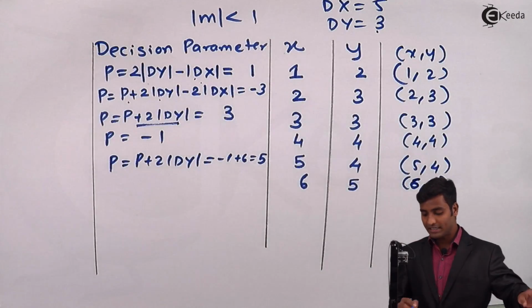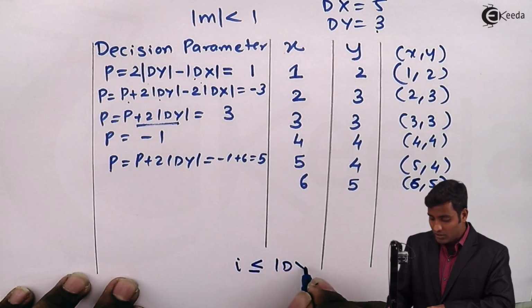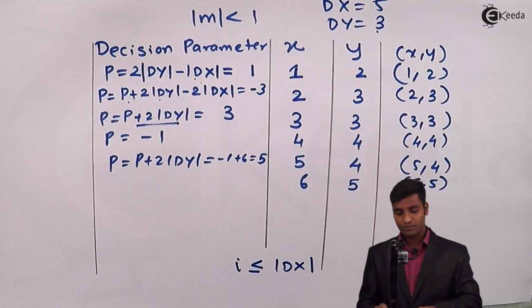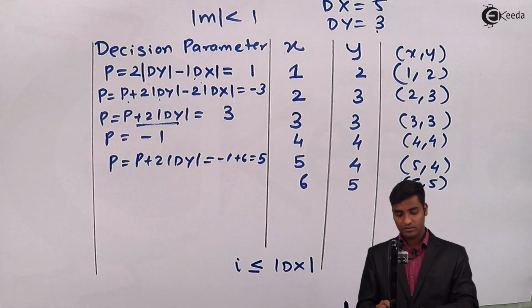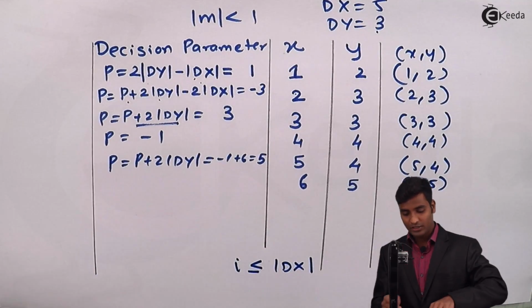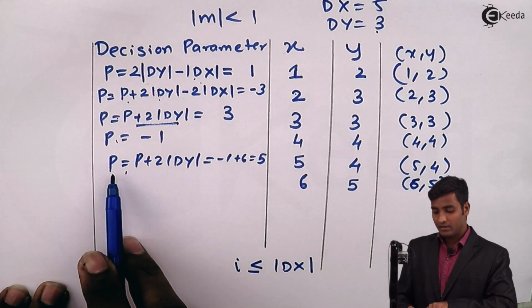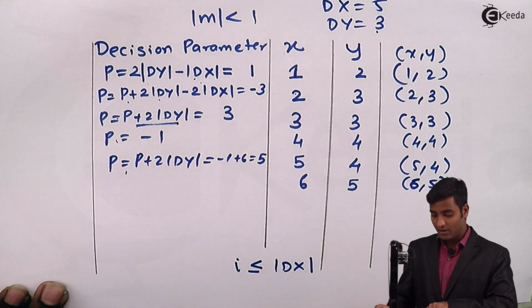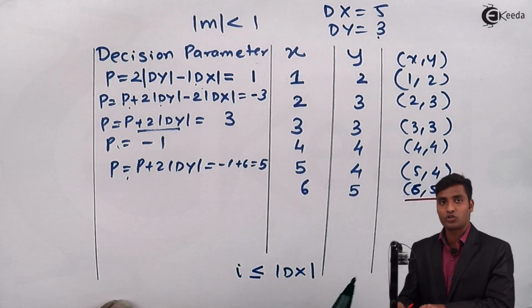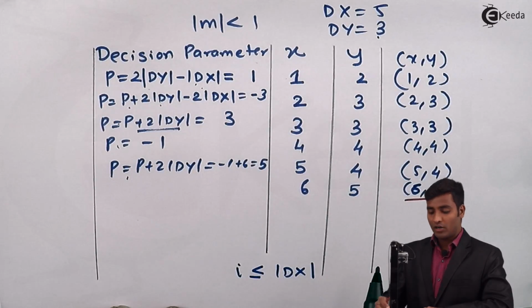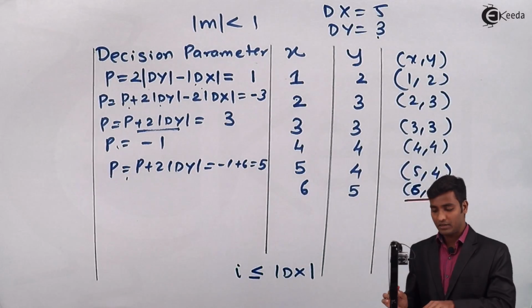We know the stopping condition, that is i less than or equal to dx. Here dx is 5, so we will stop here, because you can see 1 2 3 4 5. So the ending point we got is 6 comma 5, which means we have to stop here. And now we will plot the points on the graph, that is the coordinates of x comma y.